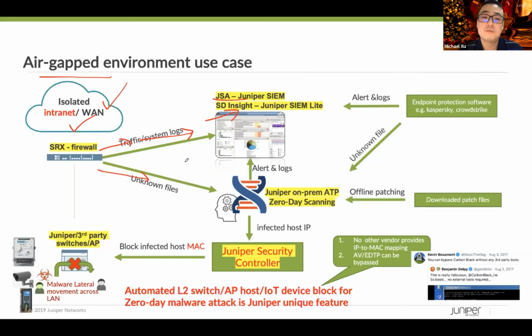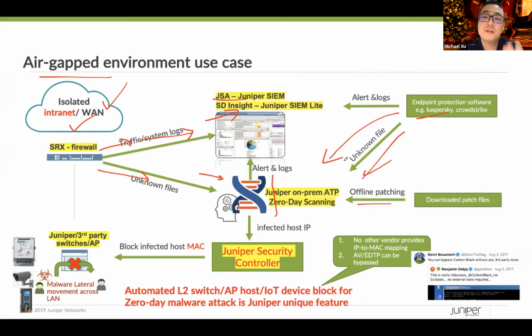And if the file is unknown, right, we stream the file to the on-prem ATP, right? That is different than the Sky ATP. Sky ATP is sitting on the cloud and requires internet connectivity, but on-prem ATP doesn't require internet connectivity all the time. For on-prem ATP, we have AI and machine learning built in, as well as sandboxing. The patching of it is done offline, and the ATP itself could collaborate with third-party endpoint protection solutions like Kaspersky and CrowdStrike, because in an isolated environment there's no way for them to do a deep analysis of an unknown file, right? Because internet access is blocked, their cloud access is blocked. So they have to rely on our on-prem ATP solution to do the analysis of the unknown file.